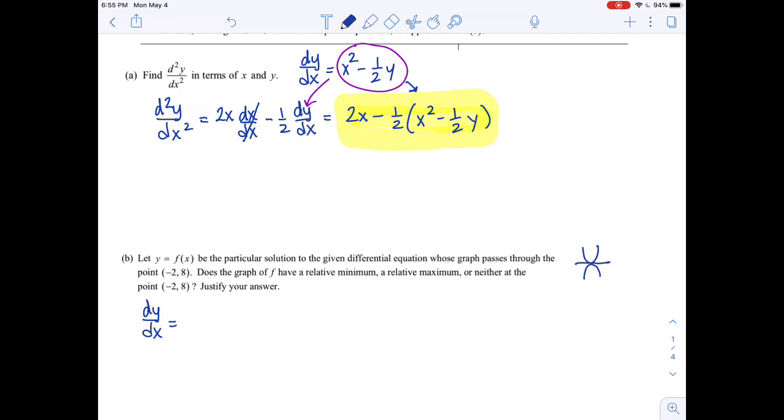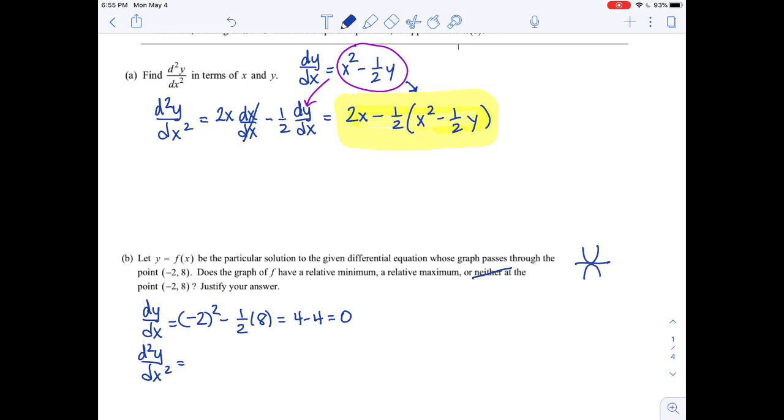So let's start with dy/dx. Remember it's x squared minus 1/2 y. So I'm going to plug in my x, which is -2, squared, minus 1/2 times my y, which is 8. That comes out to be 4 minus 4, which is 0. So that's telling you, yes, it's definitely not going to be the option that is neither. You're going to have to go further and calculate the value of the second derivative.